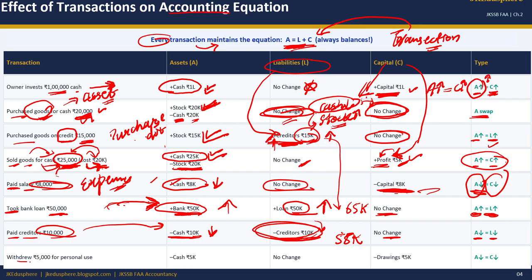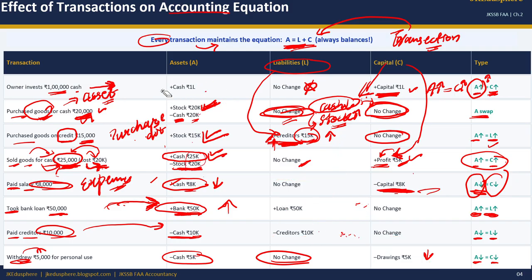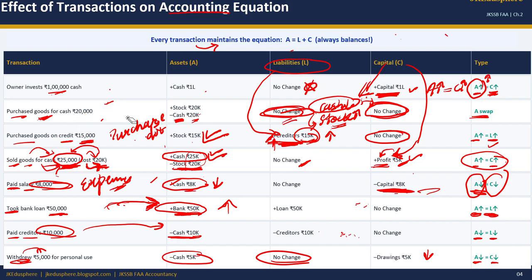So we withdraw for personal use, cash will decrease. We will be doing drawings, so capital will decrease. There'll be no change in liability. Asset will decrease and capital will decrease. All right. So now let me show you how it is completely balanced.